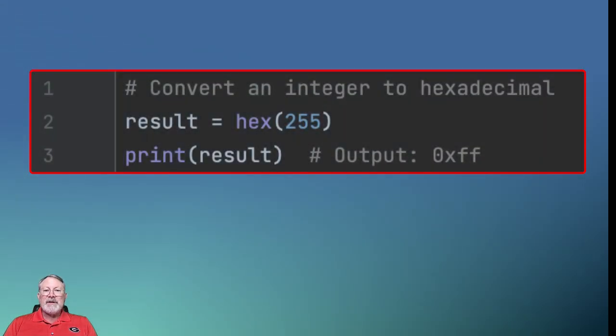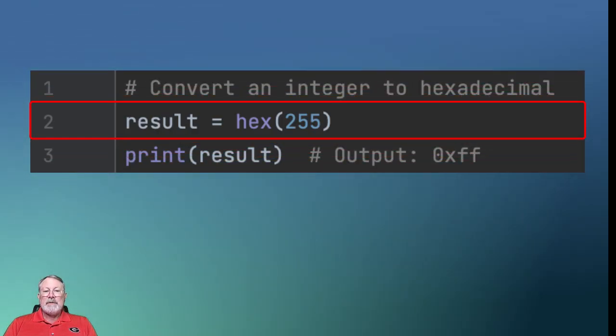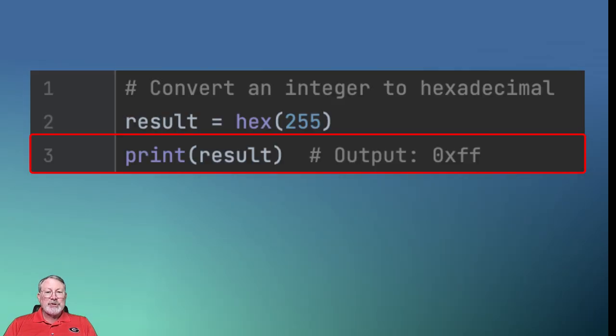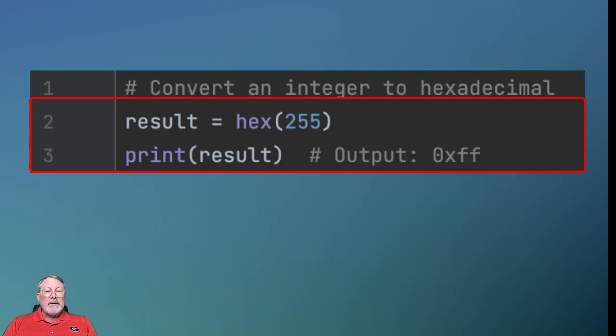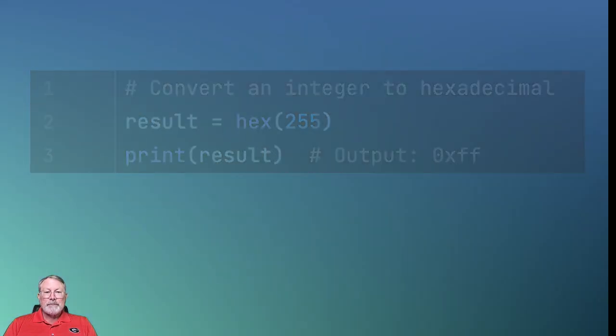Let's start with a simple example of converting an integer into hexadecimal. Here, hex(255) converts the decimal number 255 into the hexadecimal string 0xFF, where FF is the hex representation of the decimal number 255.